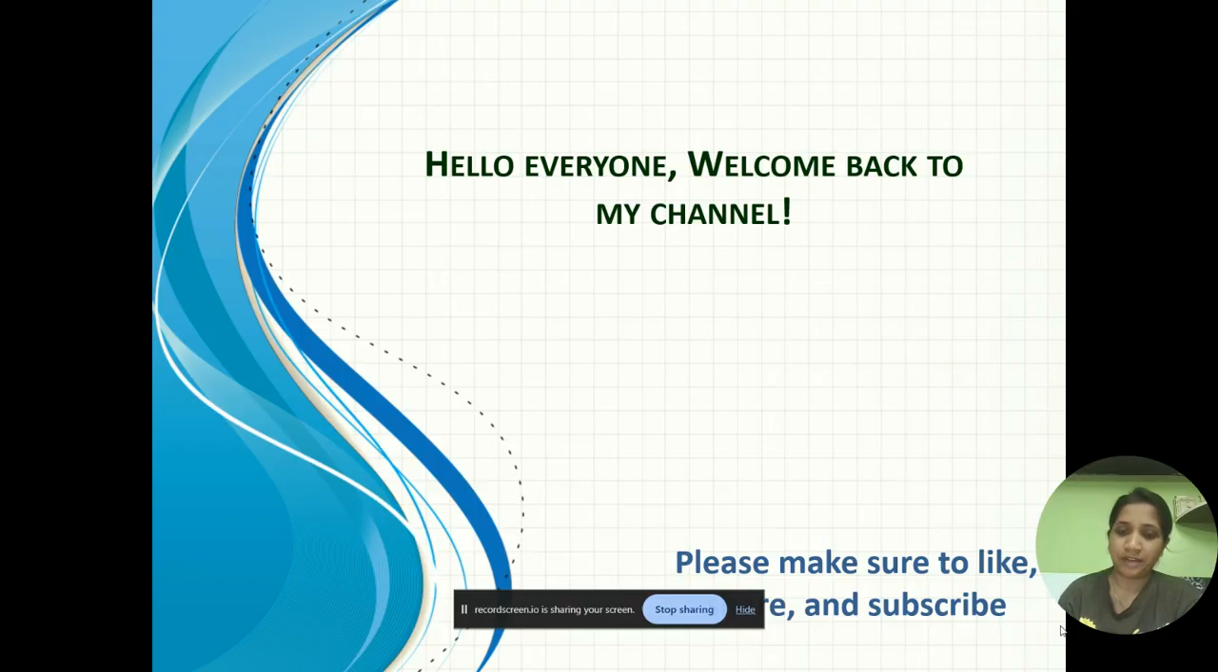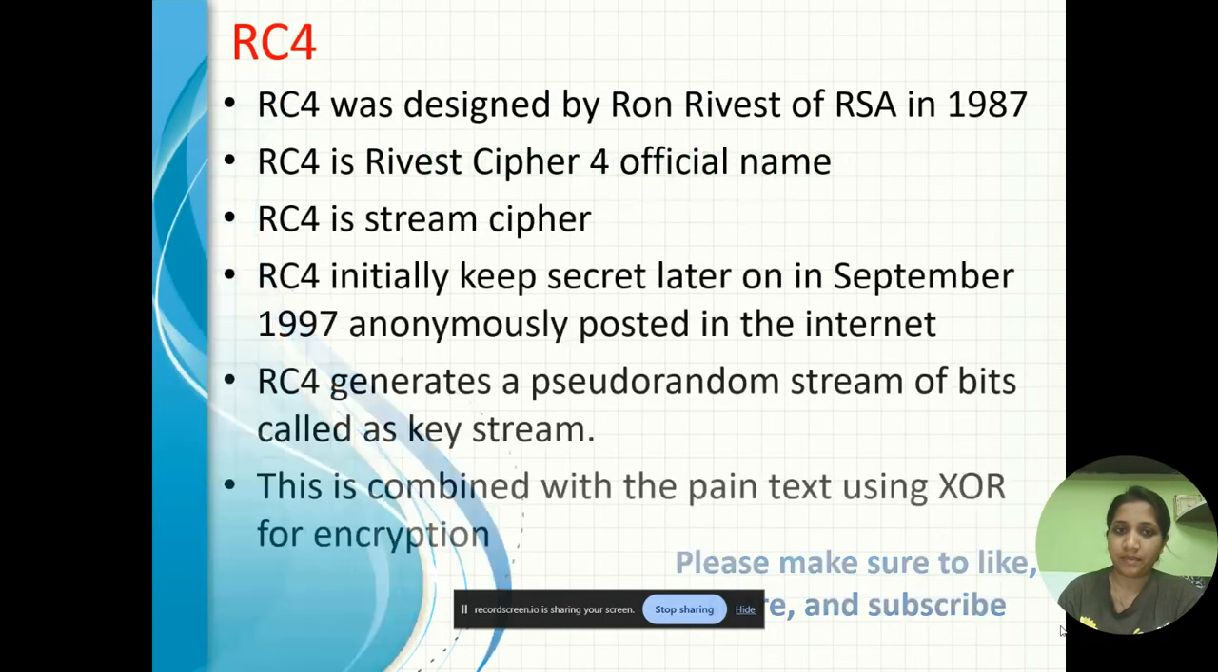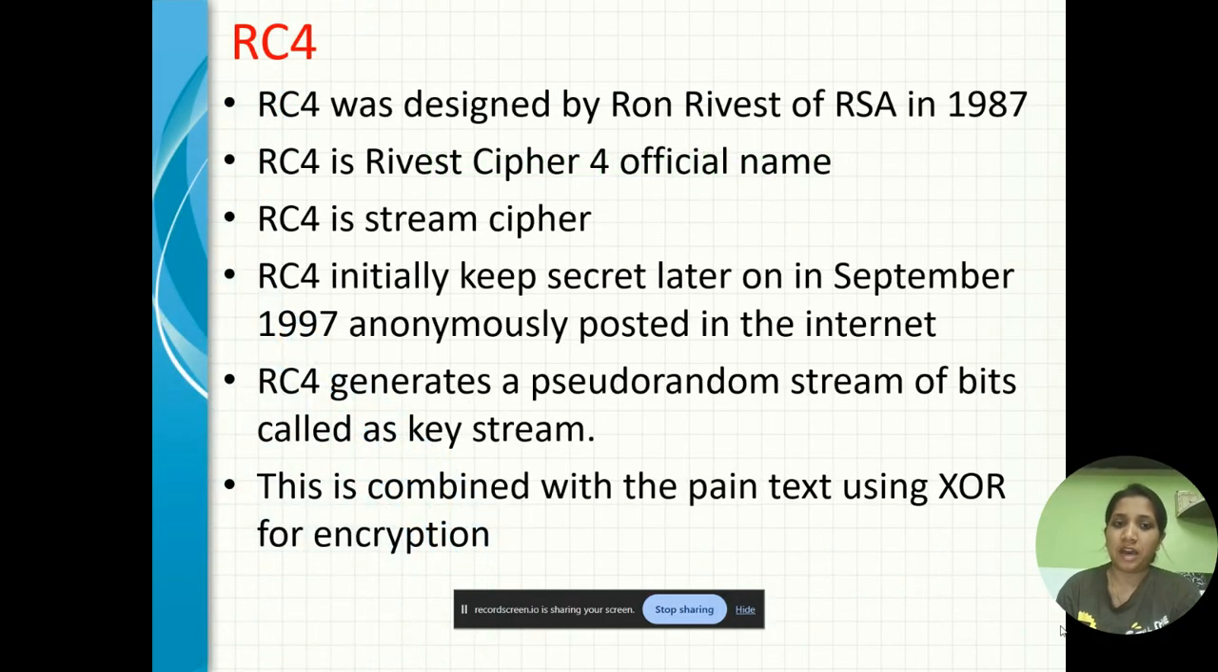Let's dive into our next topic, that is RC4. RC4 was designed by Ron Rivest of RSA in 1987. RC4 is the Rivest Cipher 4, its official name. RC4 is a stream cipher. It was initially kept secret, but later, in September 1997, it was anonymously posted on the internet.